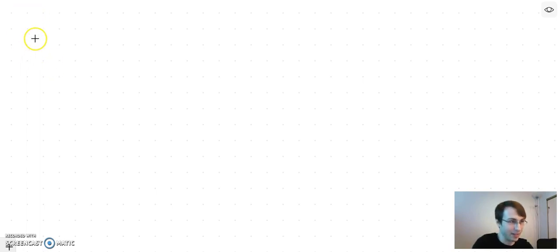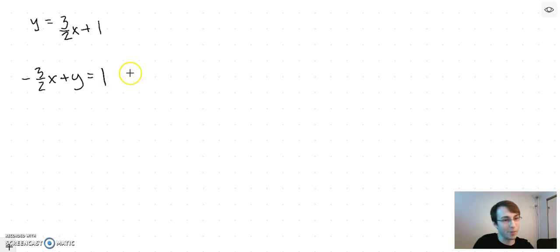So let's write. So one thing, let's say that we had a question: y equals 3 halves x plus 1. How do you convert that to standard form? So your sequence of steps might be like, oh, Justin just told me to move this 3 halves x to the other side, so that's what I'm going to do. Negative 3 halves x plus y equals 1. And now I'm done, and now I can graph it.